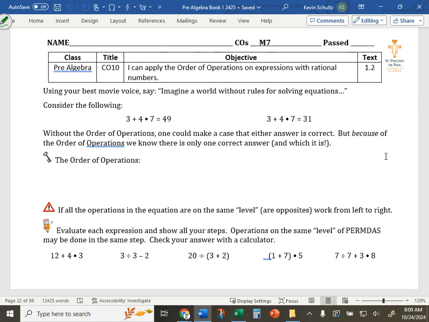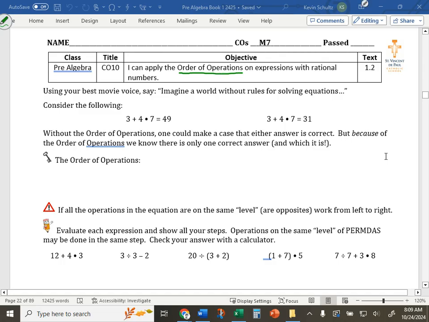Starting for the CO10, which next year in algebra, we're going to cover this a second time. It's just that important. Next year it's a PO. This year it's just a CO. But we're talking about the order of operations, kind of the math law that dictates how an equation is solved.